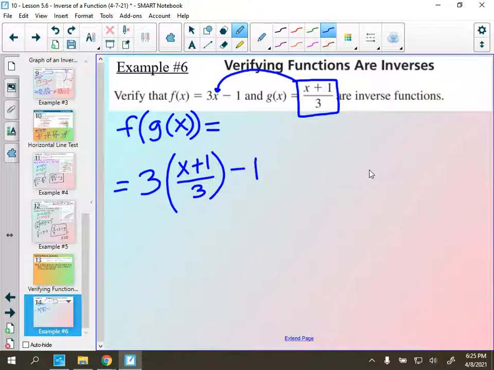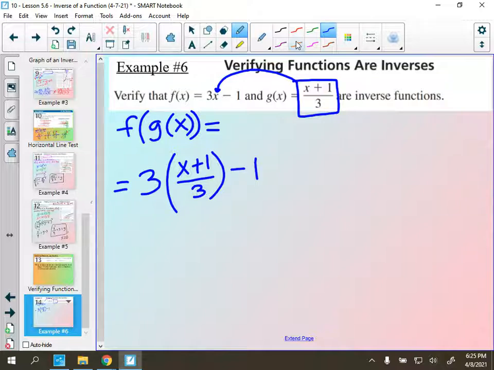All right, so that's just kind of the first part: get one function into the other. Use the notation f of g of x, and then simplify it. Don't just start crossing stuff off. That's what we can't do. You can't just go cross, cross, x. There's multiple things that have to happen here.